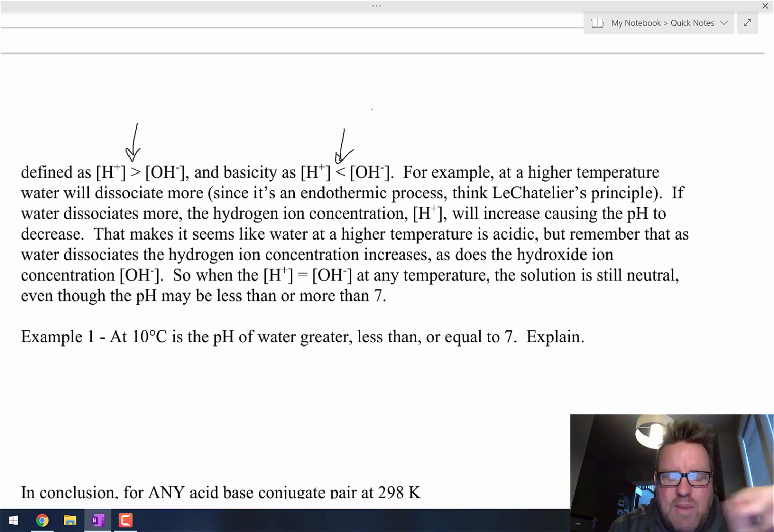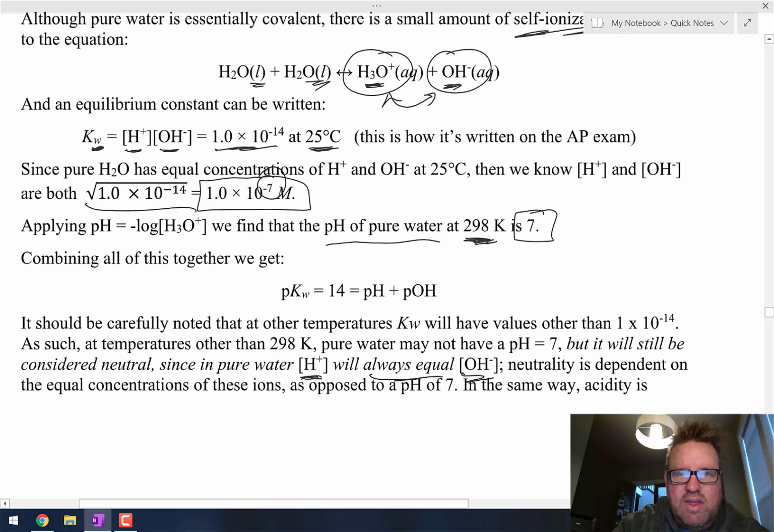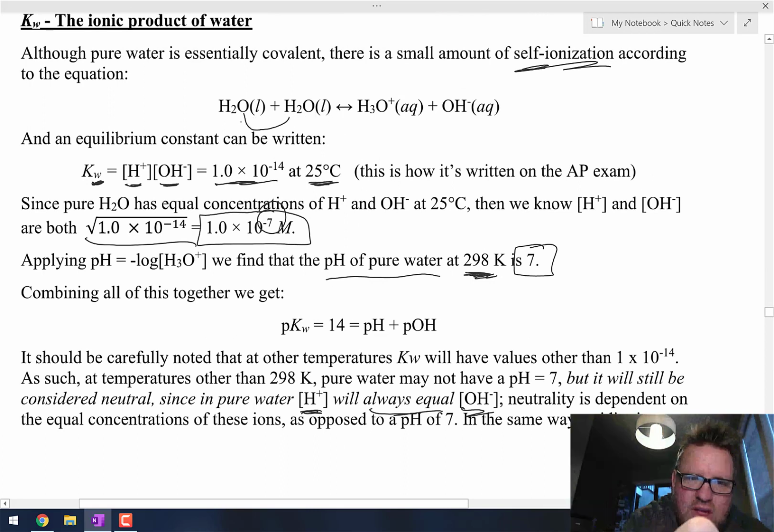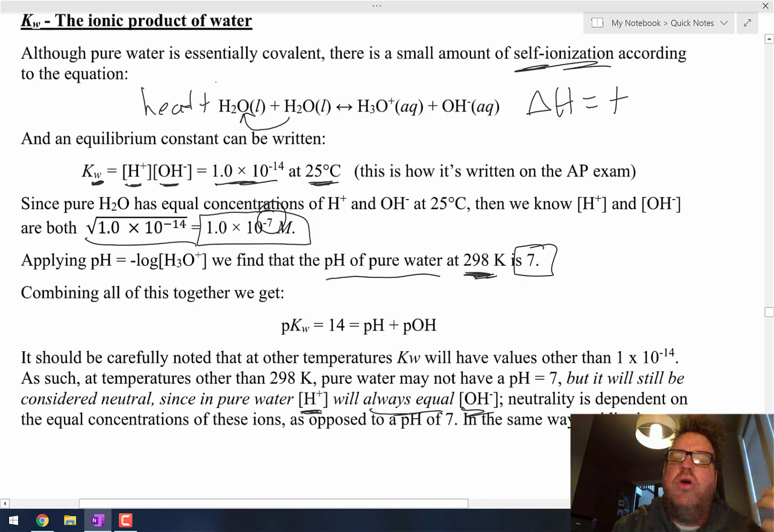Now, why does this happen? Why does that pH change? First of all, it's because this dissociation of water, this breaking one of these hydrogens off and creating a bond here, is an endothermic process, which means that delta H is a positive value. And if delta H is positive, we know that we treat heat as if it were a reactant. What happens if you raise the temperature of this solution? Well, of course, the reaction is going to shift to the right, and you're going to create more hydrogen ions and more hydroxide ions. And what does that do to our pH?